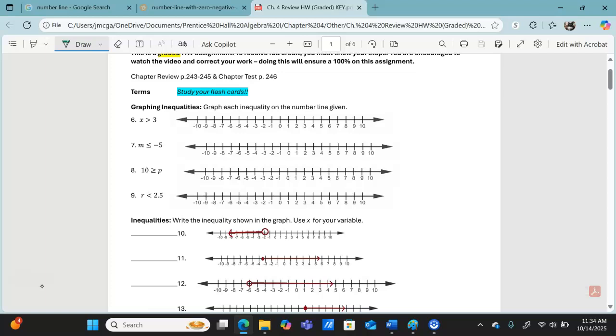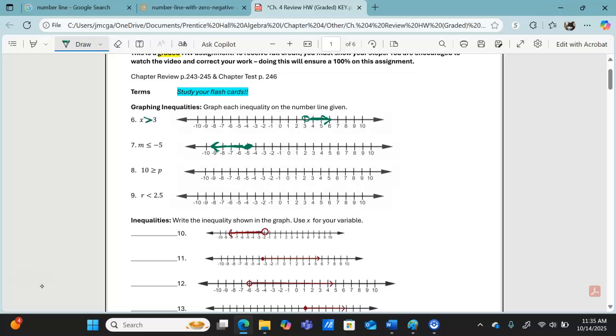The variable is on the left, so I can use the inequality direction to match my arrowhead too. So I need an open circle at 3 since there's no or equal to, and it would go in that direction. M is less than or equal to -5 since there's that or equal to on there right here. I am going to use the darkened dot, and less than is in this direction again.